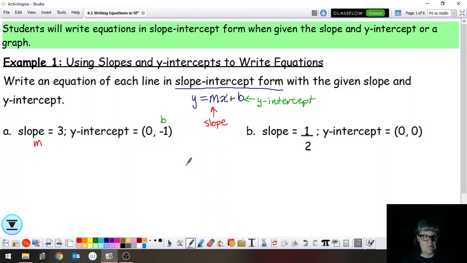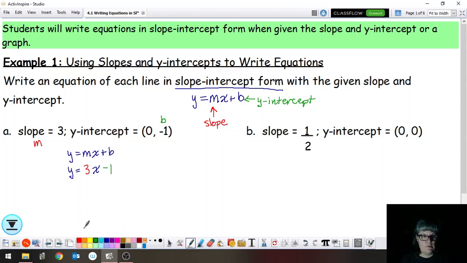in the slope-intercept form. So when we write our equation in y equals mx plus b, we're going to keep the y, we're going to keep the x, but we're going to replace m with the value of our slope, and we're going to replace b with the value of our y-intercept. Now, in this particular example, because my y-intercept is -1, instead of writing a plus -1, we're just going to write minus 1. So the equation of our line is y equals 3x minus 1.